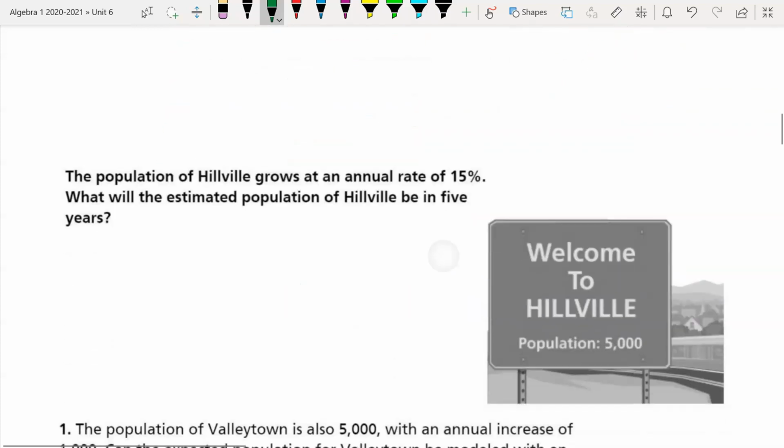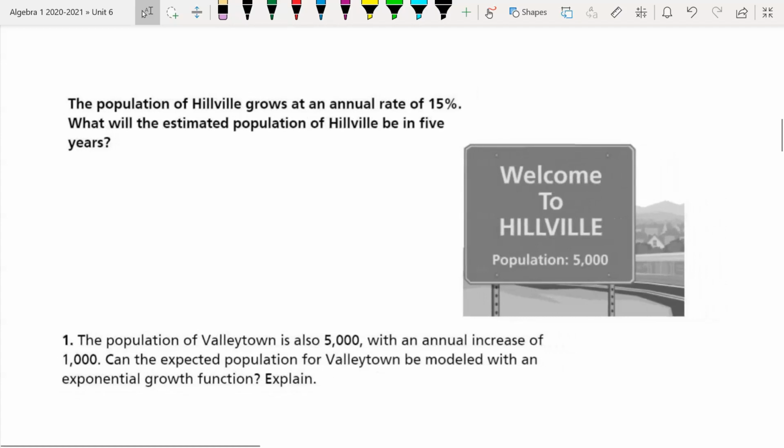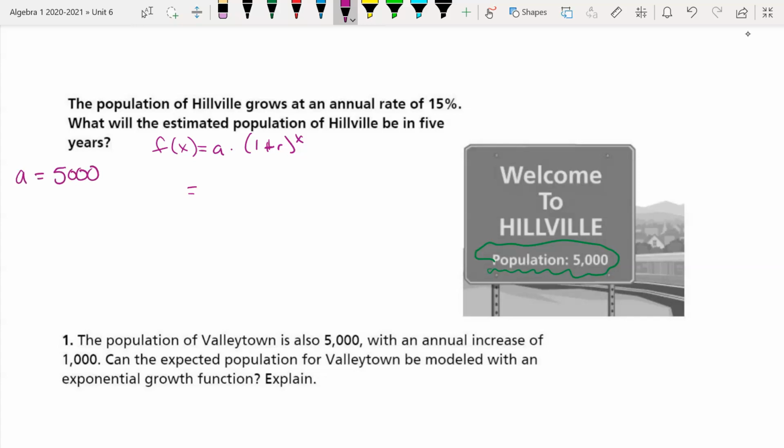Okay, so an example of this: the population of Hillville grows at an annual rate of 15%. What will the estimated population of Hillville be in 5 years? So if you look over here, they give us the initial population of Hillville to be 5,000 people. So our equation is A times (1 plus R) to the X. Well, our A is going to be 5,000 people.